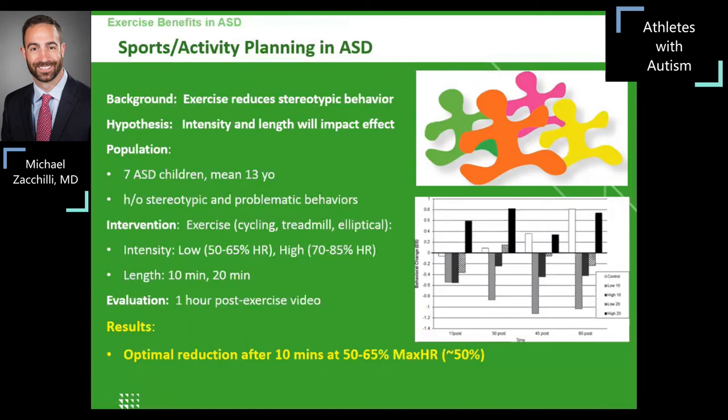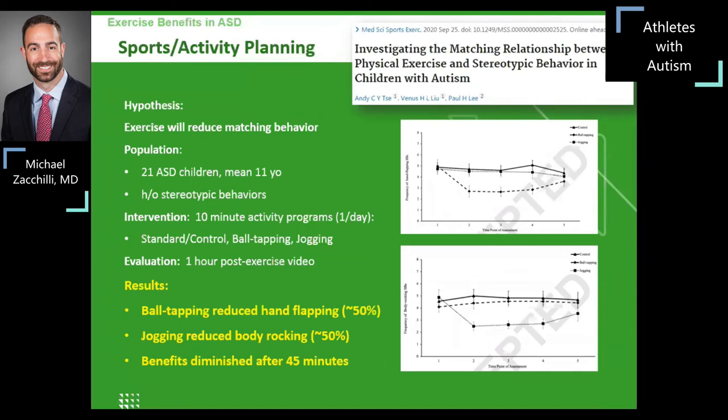We also know that the type of exercise seems to have an impact. Exercises that mirror or match the behavior of concern seem to have a larger effect. So in this study, ball tapping, or basically dribbling, was able to reduce hand flapping for about an hour after a 10-minute activity. Similarly, jogging for 10 minutes was able to reduce body rocking for about an hour. And then that gradually returned. But there's clear benefits from a functional standpoint for this activity.